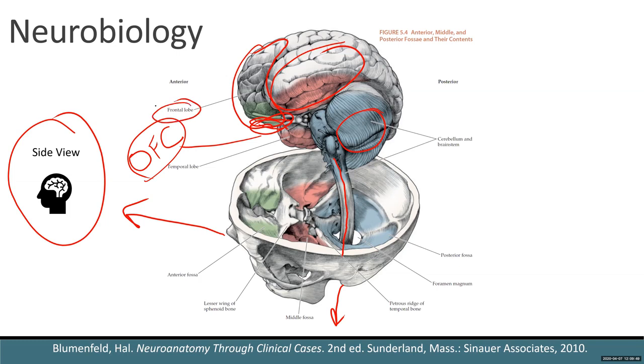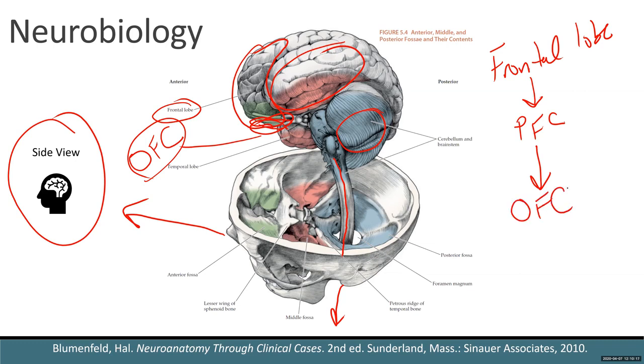Of course, anatomy has to be very, very complicated. So we have the different lobes of the brain, right? We have the temporal lobe and the parietal lobe and the frontal lobe and the occipital lobe. But the frontal lobe is divided into a bunch of different parts, and one of those parts is the prefrontal cortex. And within the prefrontal cortex, it's also divided into many parts, and one of those parts is the orbitofrontal cortex.